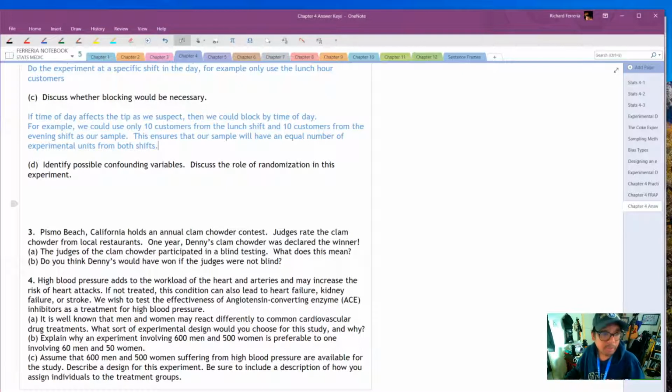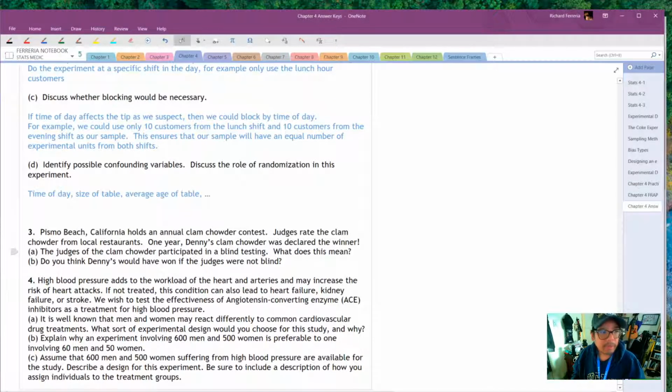Confounding variables. What is the role of randomization? Well, let's just get a list of confounding variables. Well, here's a few. Time of day. We already talked about that. I said I was going to pick on that, so I am picking on that.